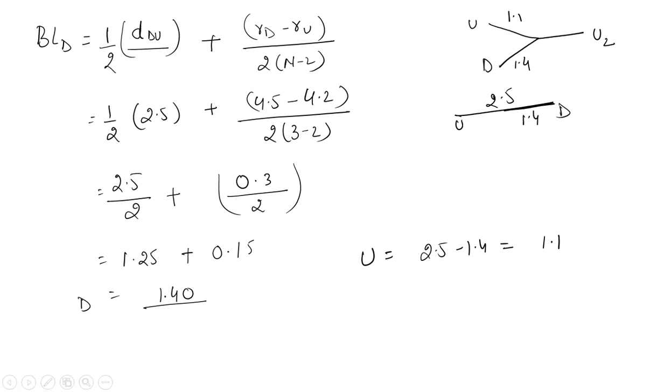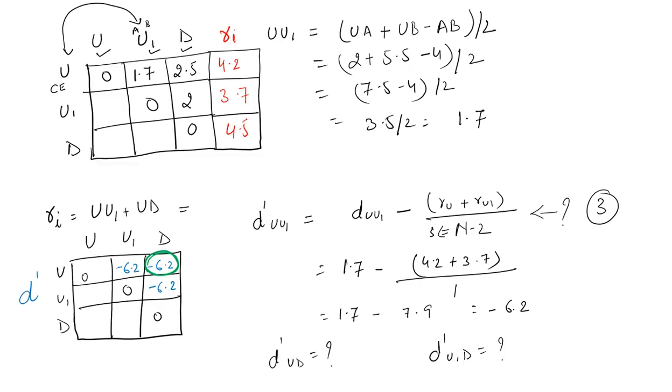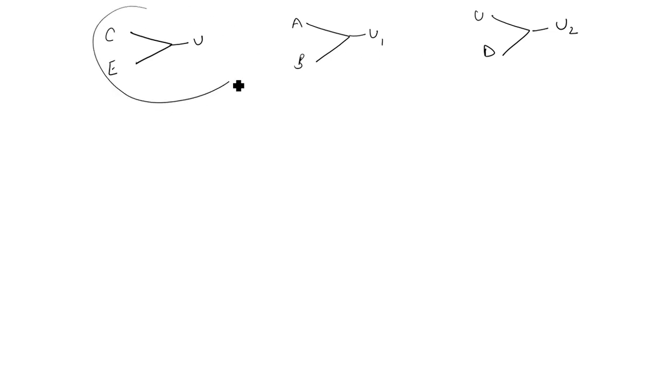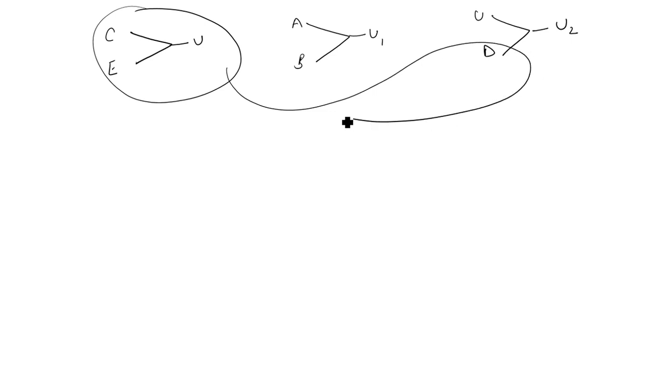So now again we have to converge the matrix. What will you converge? See here, UD combined becomes U2. Let's discuss a little bit. The first node which we made, that is CE, we gave the name U. Next we made AB with U1. Next we made UD with U2. It means this U2 is the combination of this one along with this one.